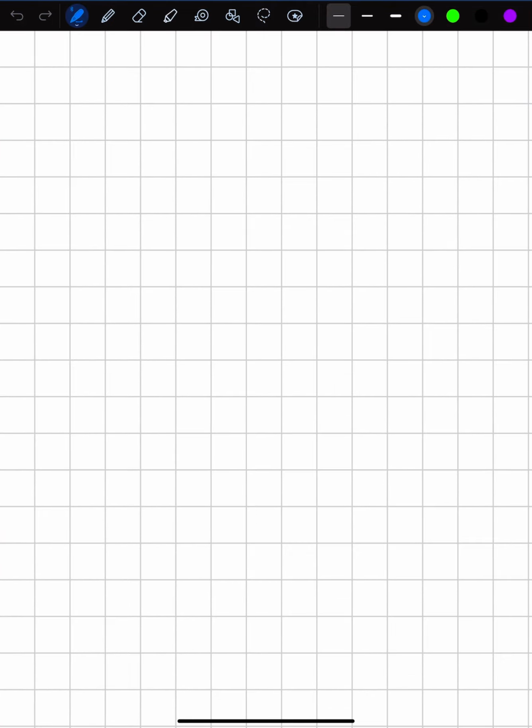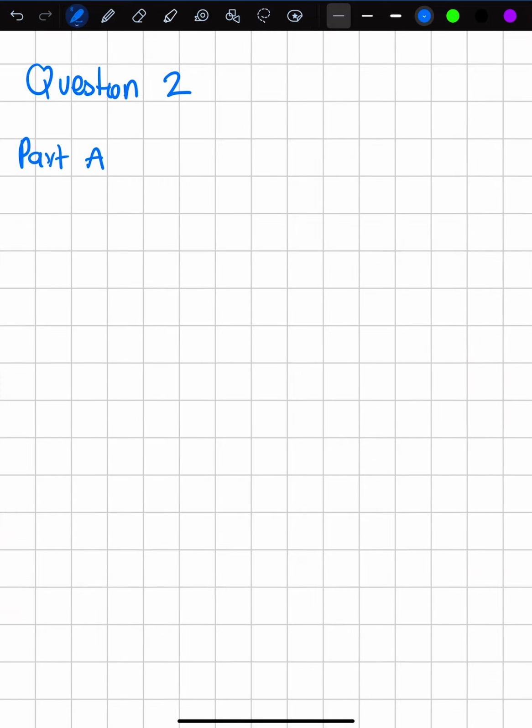Okay, today I'm gonna be explaining question 2 from homework number 3. For question 2, we start with part A. Part A says the following: A cyclist going around a circular track at 10 meters per second has a centripetal acceleration of 5 meters per second squared. What is the radius of the curve?